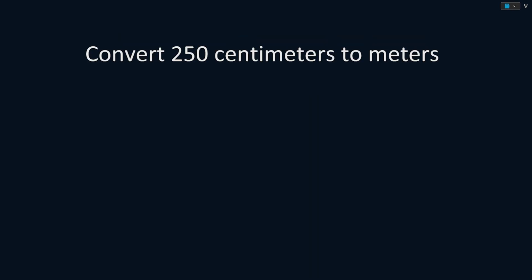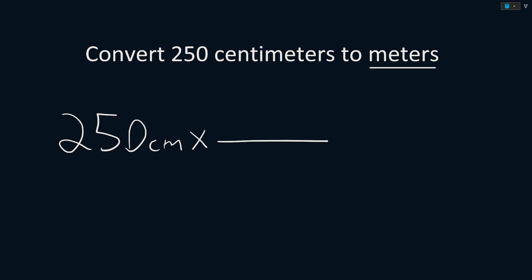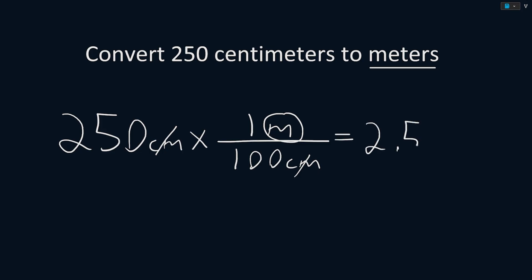Convert 250 centimeters to meters. In this problem, we were given 250 centimeters, and we want to convert them to meters. To do this, we have to multiply through a conversion factor. Our conversion factor is that 1 meter is equal to 100 centimeters. Multiplying through this, we see that the centimeters cancel, and it leaves us with meters. Dividing 250 by 100, we see that in 250 centimeters, there is 2.5 meters.